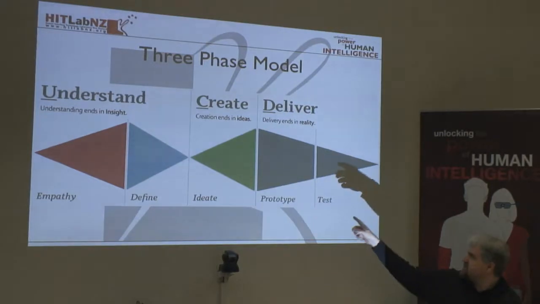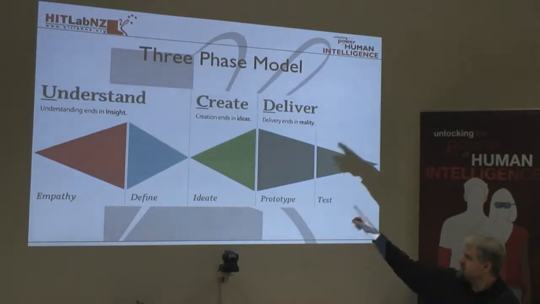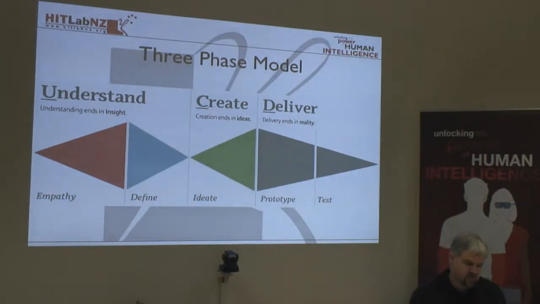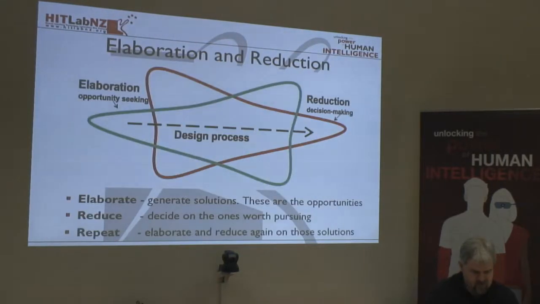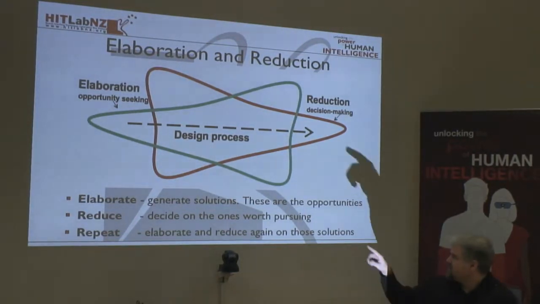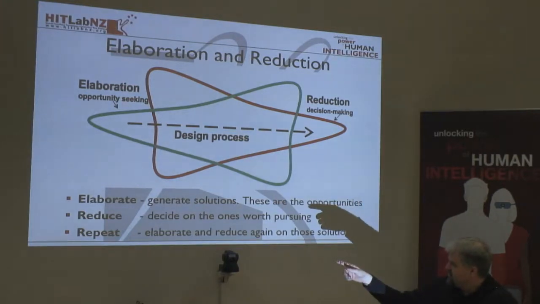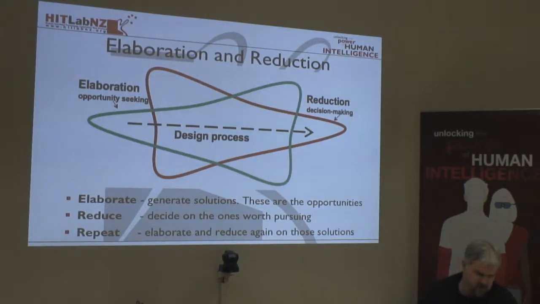So you can see the creation and the delivery part. This is kind of like two funnels. The funnel going out means you're supposed to be generating as many ideas as you can, and then the funnel going in is supposed to be refining those ideas down to the final product that you have. So you have this notion of elaboration and reduction. So elaboration is really around opportunity seeking and trying to generate solutions, and then reduction is about decision making and trying to decide which solutions are the ones that you're going to progress with. And these often happen in a cyclical process, and I'll talk more about that in a minute.